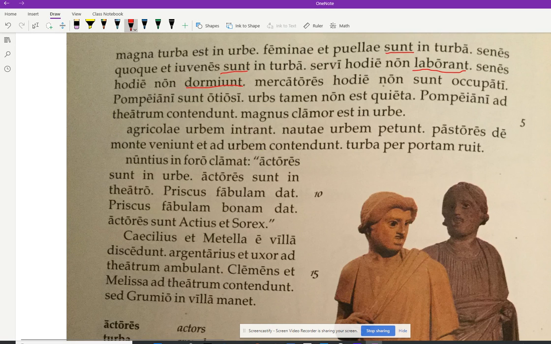Mercatores hodie non sunt occupati. Pompeiani sunt. Lots of sunts. Urbs tamen non est quieta, that's singular. Pompeiani ad theatrum contendunt. UNT.